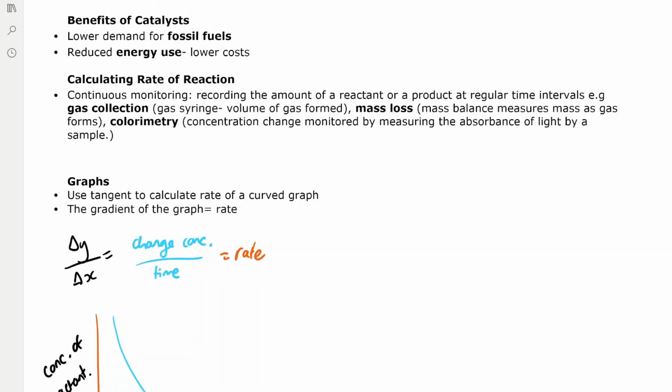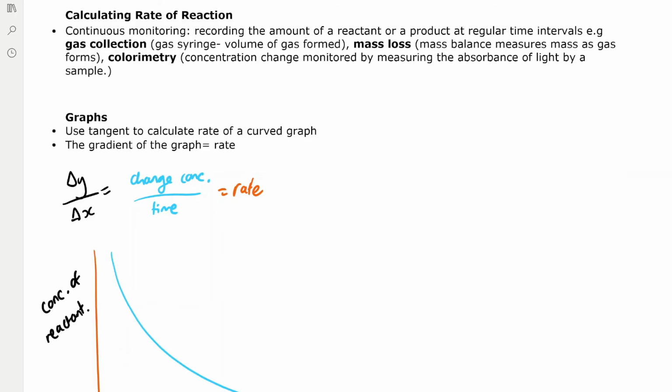There are some important benefits of catalysts in industry. They mean a lower demand for fossil fuels because there's reduced energy use, which means lower costs as well. We can calculate the rate of reaction using continuous monitoring, which is recording the amount of a reactant or a product at regular time intervals.